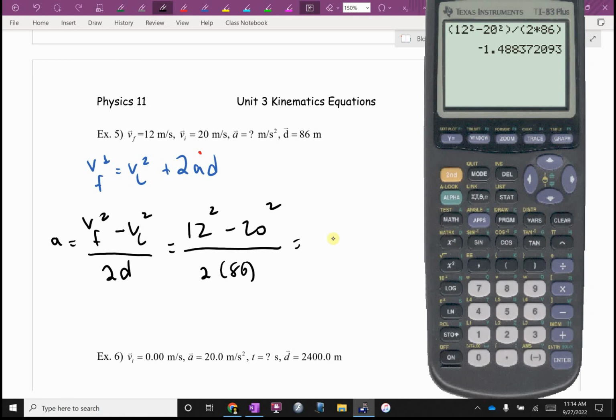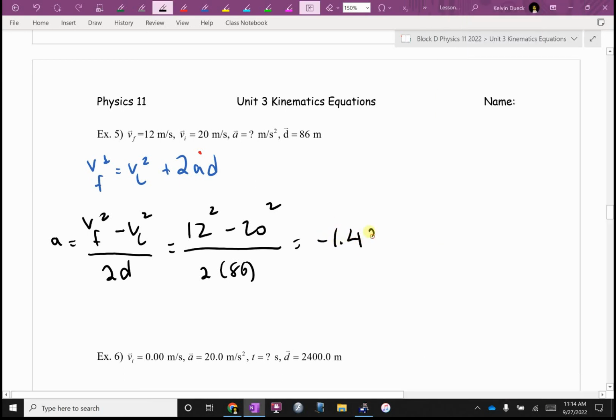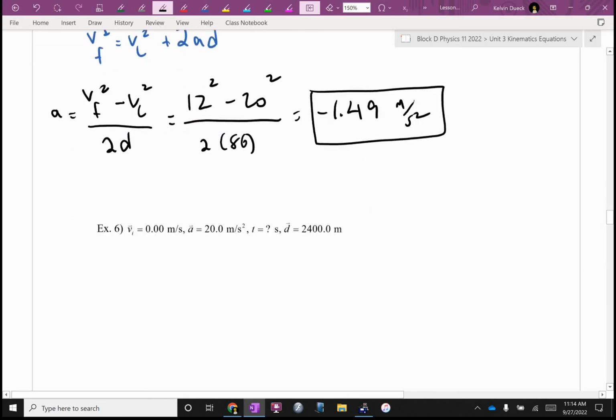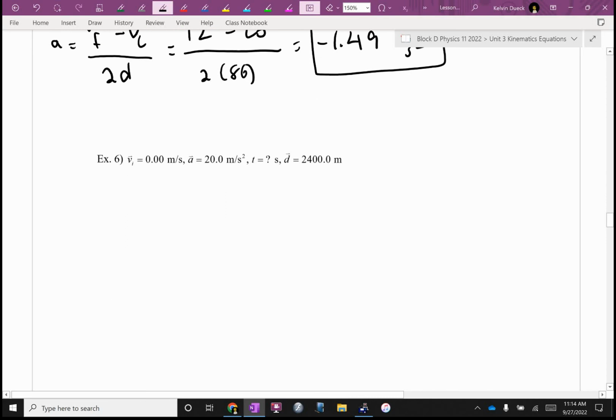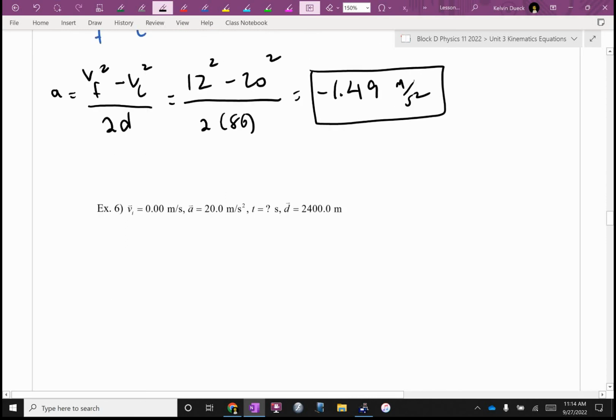Yes? Units for acceleration, Aaron, my friend. Meters per second squared. Well done. The last one.